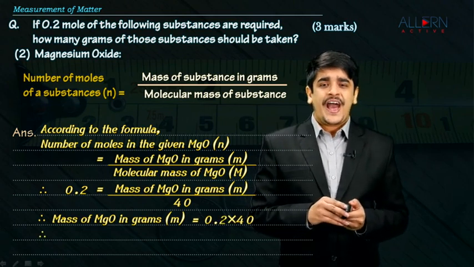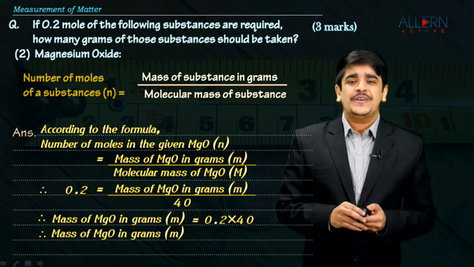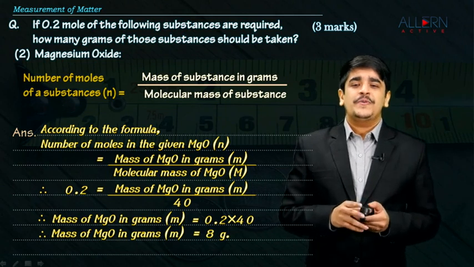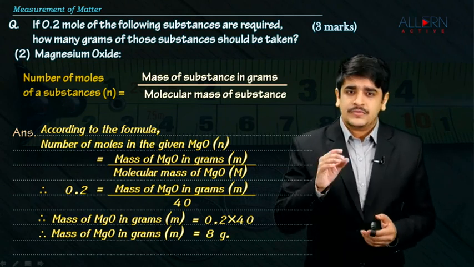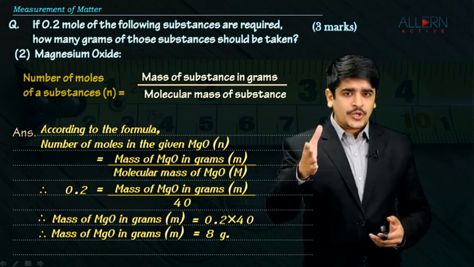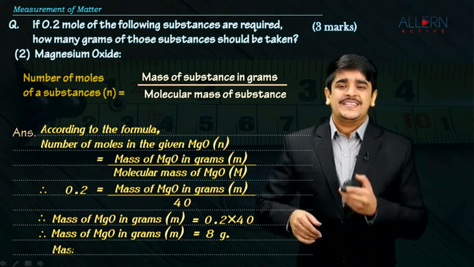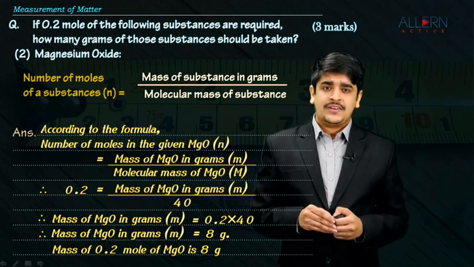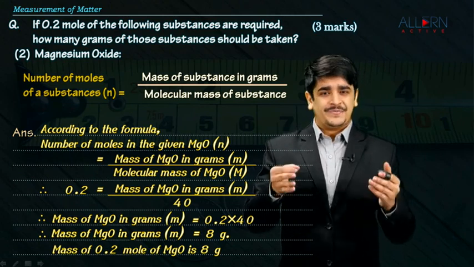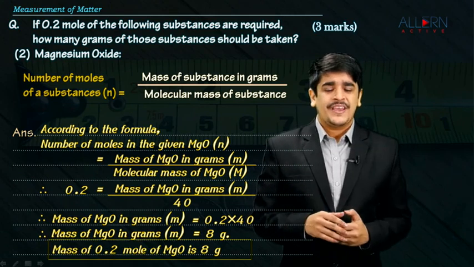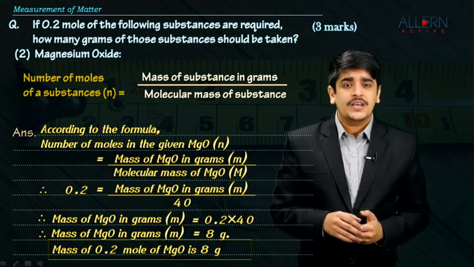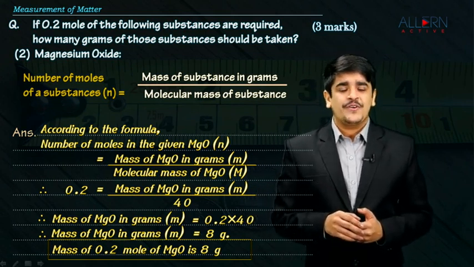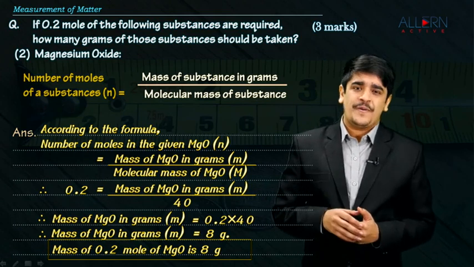Any guesses? Perfect. It is going to be 8 grams of magnesium oxide. Is that my answer? Yes. Should I write it down as a final statement? Yes. When you put it as a final statement: the mass of 0.2 moles of magnesium oxide is 8 grams. That's my correct answer. Let's box it up. And that, my dear child, is how you calculate the number of grams required for a particular amount of moles of a particular substance.